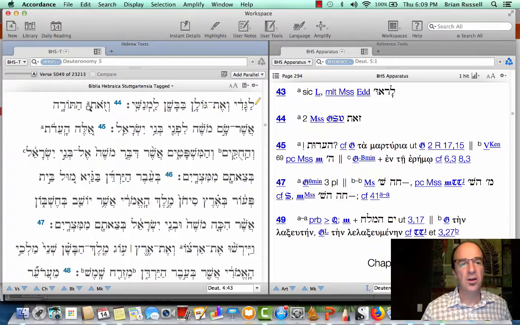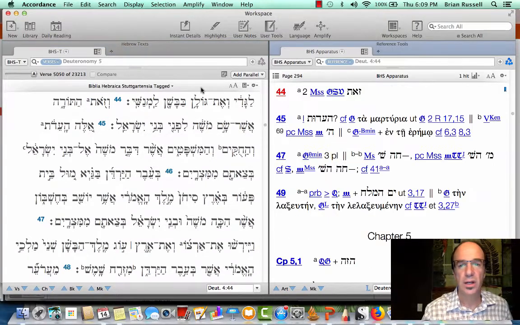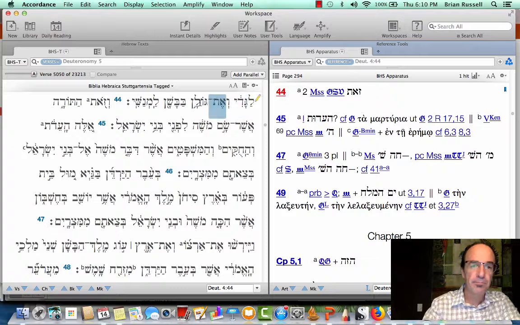So whenever you see a letter in superscript on a word, that tells you to drop your eyes down to the bottom of your BHS text. Or in my case, I can look over here at the apparatus, but this is the same as what you would have at the bottom of your page in BHS. Again, if you're in the BHS, it would be page 294 where I am. So let's go ahead and look at this.